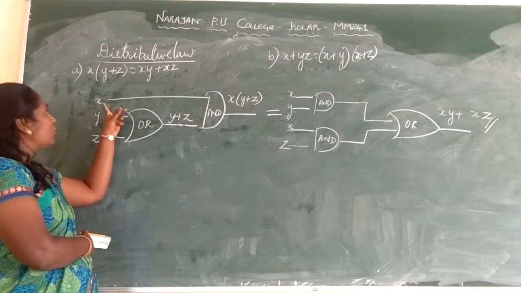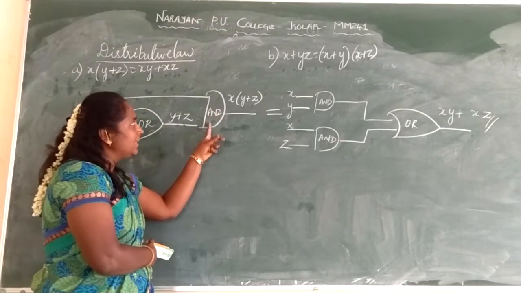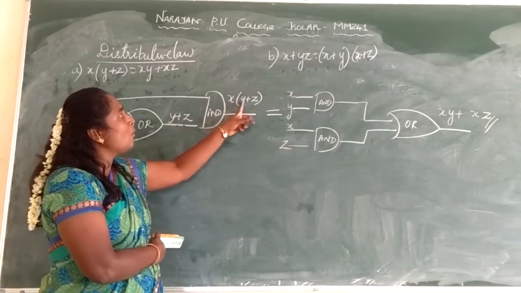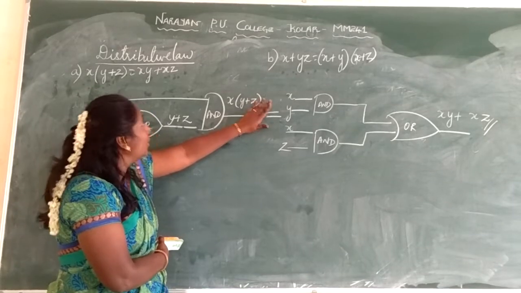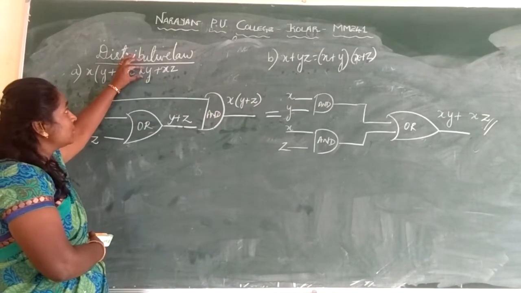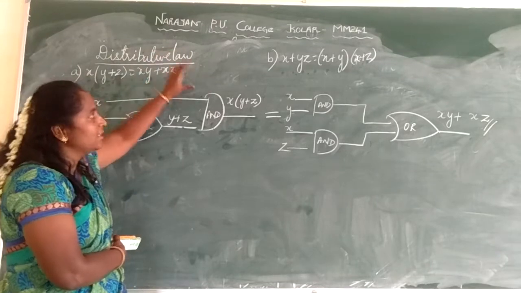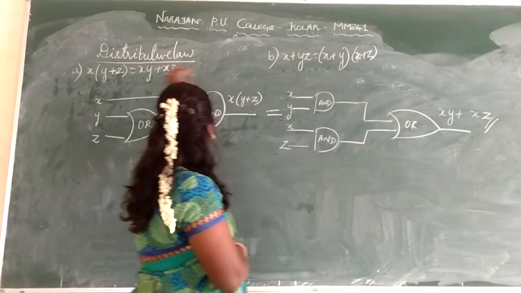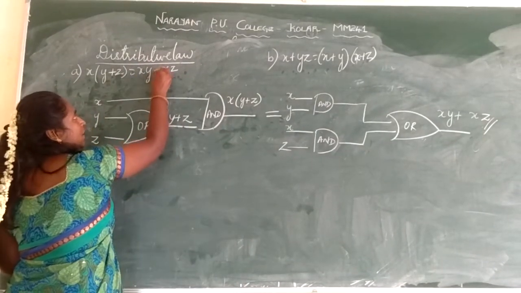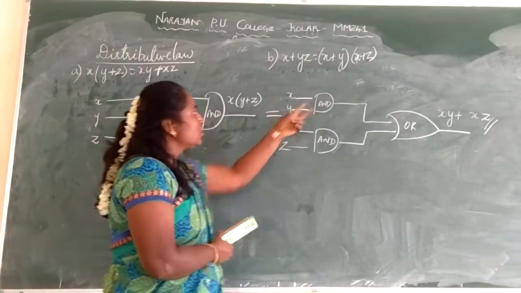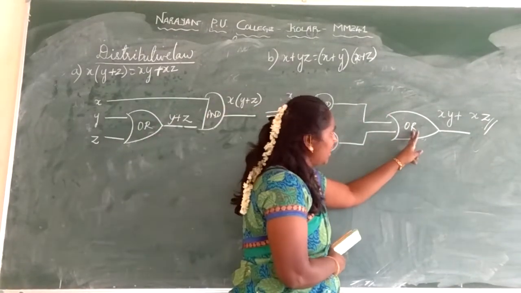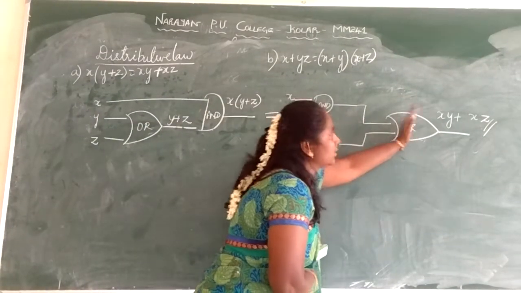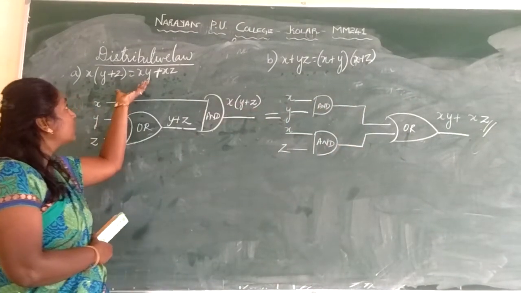This should be ANDed with your x input. So I am using an AND gate and an AND operation, x into (y plus z). This should be equal to your RHS. What is the RHS? xy plus xz. I am using two AND gates, xy and xz. These should be added now, so I am using an OR gate. Two AND gates, one OR gate. Whatever is produced in the LHS must be equal to your RHS. So this is the logic diagram of this particular rule.